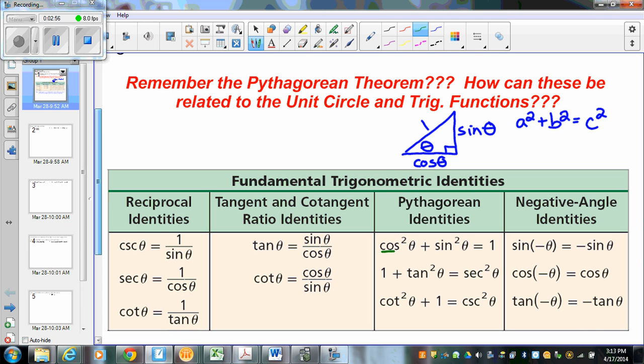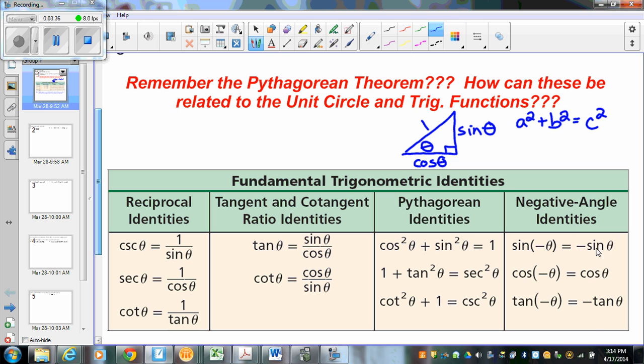What if I did the other scenario of this and divided by sine squared theta? Cosine squared over sine squared would give me cotangent squared. Sine squared over sine squared would give me 1, and then 1 over sine squared would give me cosecant squared. So I tell my students every year that there's really no need to memorize all 3 of these. As long as you have the first one, the most important one, memorized, then you can always come up with the other 2 by dividing the way that I just divided.